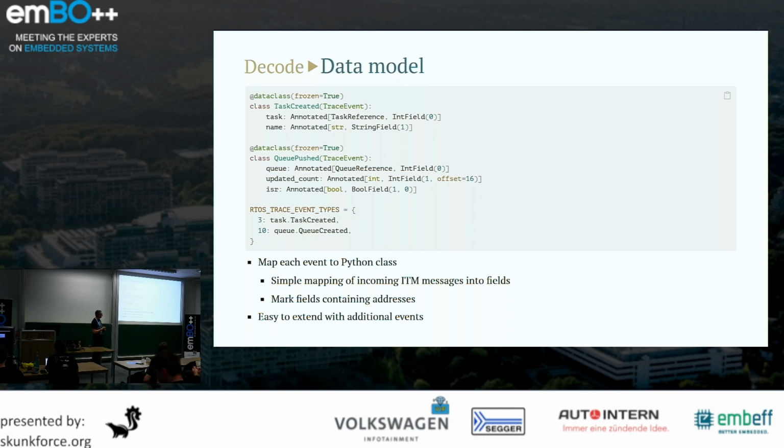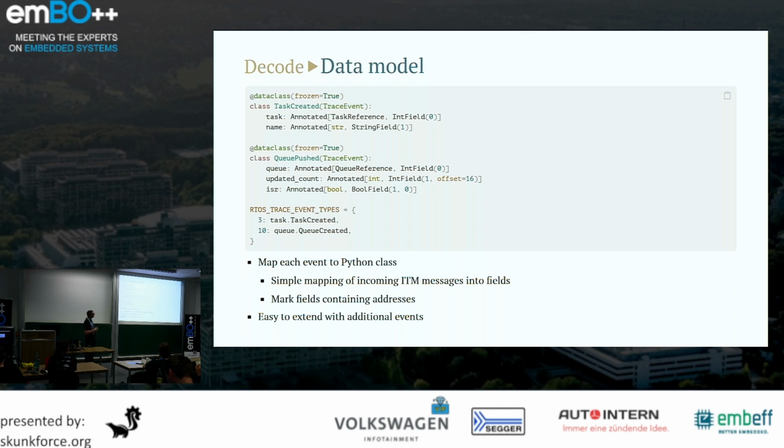So we have classes for two trace events, task created and queue pushed. Each field corresponds to something in the trace event, to one of the trace ITM writes. In case of task created, we are treating the first packet in the trace event as int, which is a task reference. Task reference or queue reference later can be resolved to some symbol names, so we can track. So we're building a bit more object-oriented model of our trace data, and so it will be easier to manipulate it later.